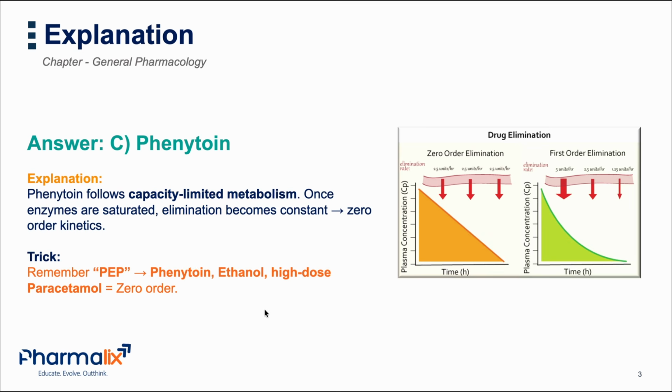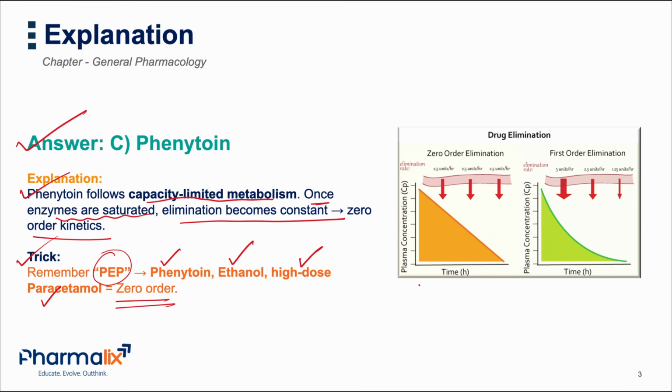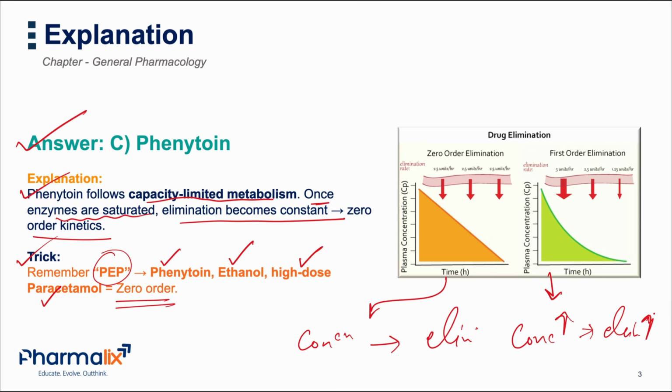So let's understand why. Phenytoin is the correct answer. Phenytoin follows capacity limited metabolism. Once enzymes are saturated, elimination becomes constant, zero order kinetics. And you can also remember zero order drugs by PEP: phenytoin, ethanol and high dose paracetamol. These follow zero order kinetics. And here in the diagram you can see no matter what the concentration is, the elimination is constant. And in first order, if the concentration increases, the elimination will also increase.